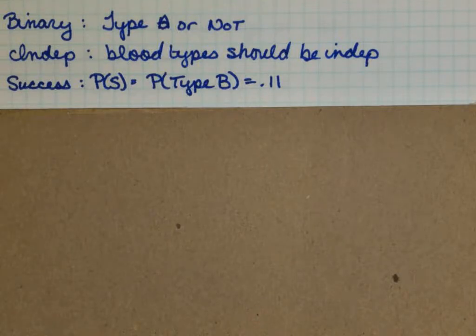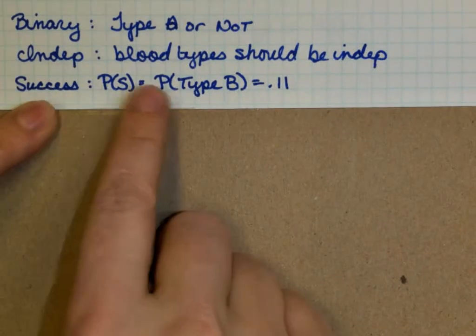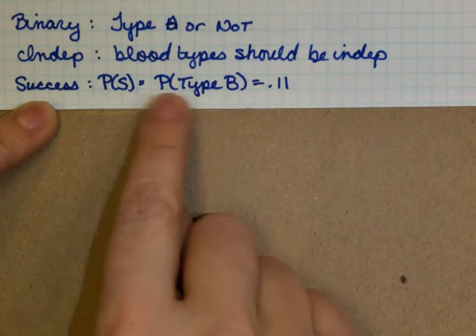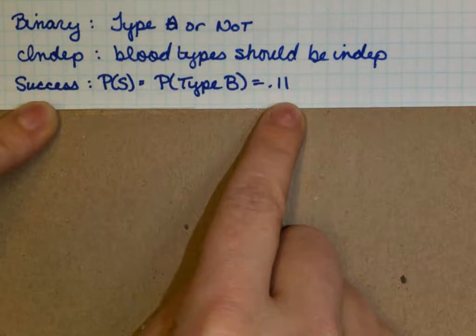Independence. Well, when it comes to blood types, your blood type really should be independent of the other person as long as it's been selected randomly. Because if we're in a family, it's not going to be independent. But if it was a randomly selected survey, it should be. I want to see what you're identifying as your probability of success. So for this case, the probability of success is the probability of getting that type B blood. So that was 11% or 0.11.